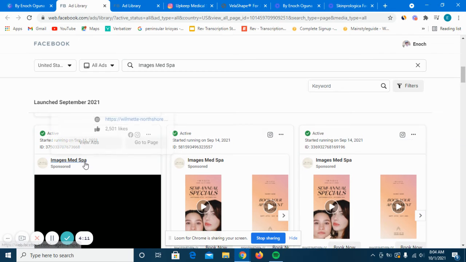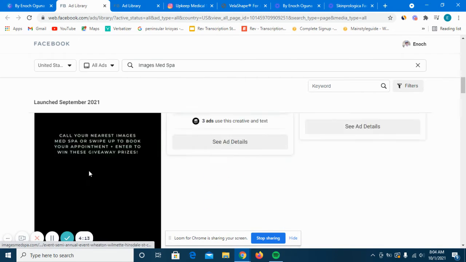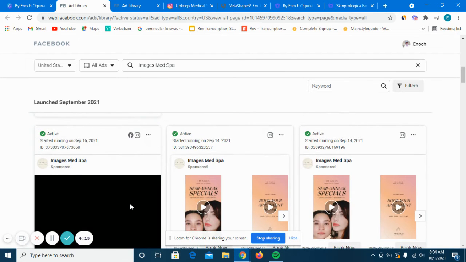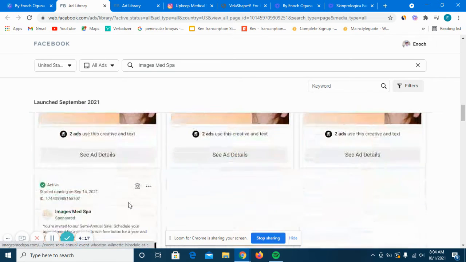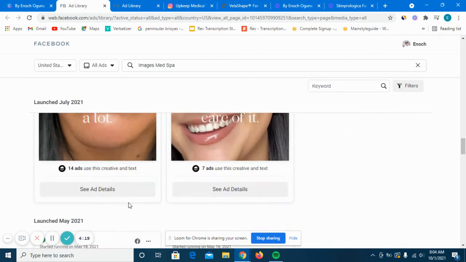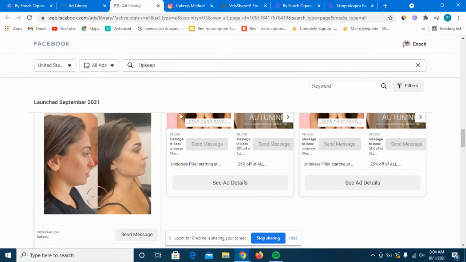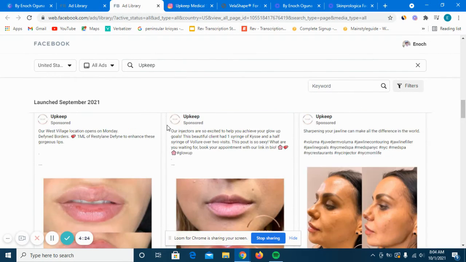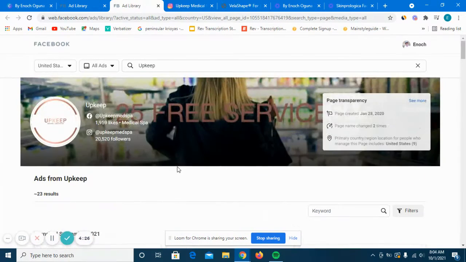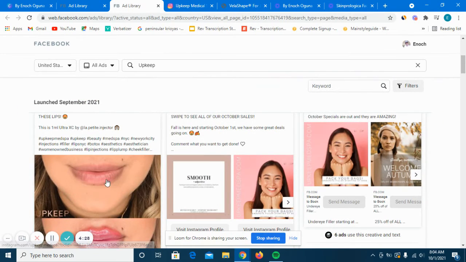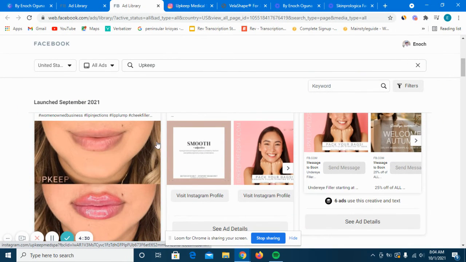This one was a story ad, I think, yeah, because it has no text over there. And that's just about it for that ad. Well, there's this other one over here called Upkeep Med Spa. Obviously, they have the images that you kind of have befores and afters.